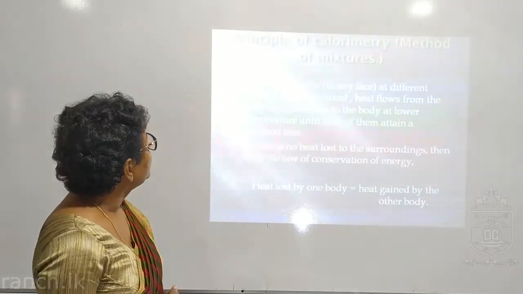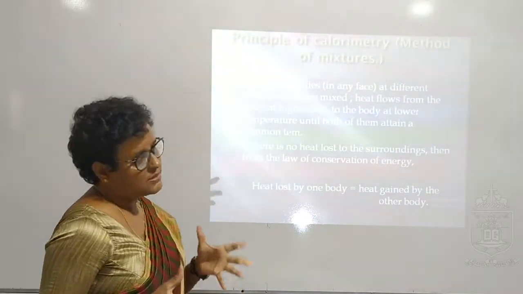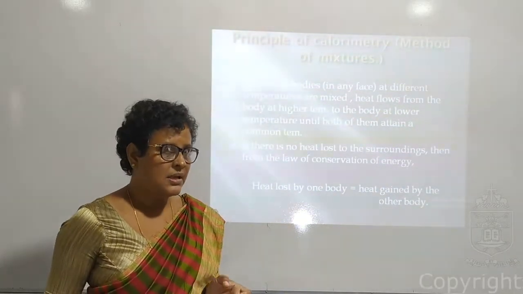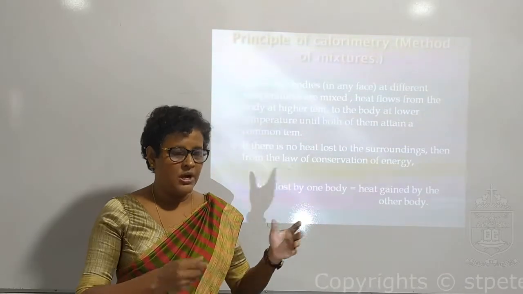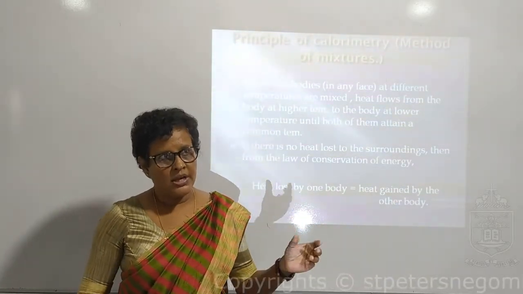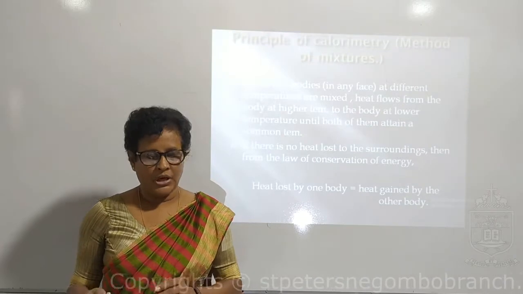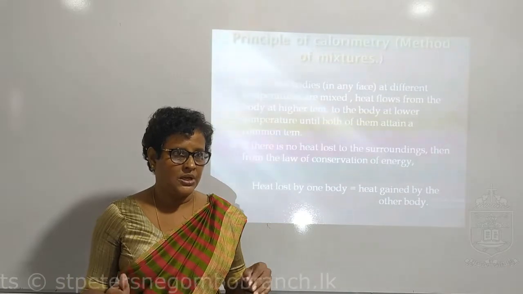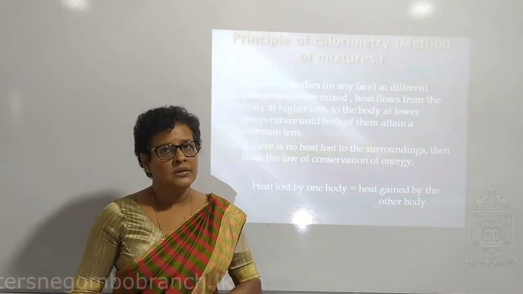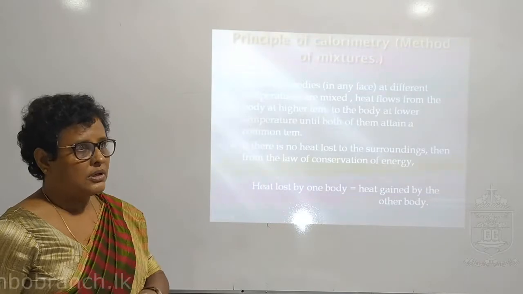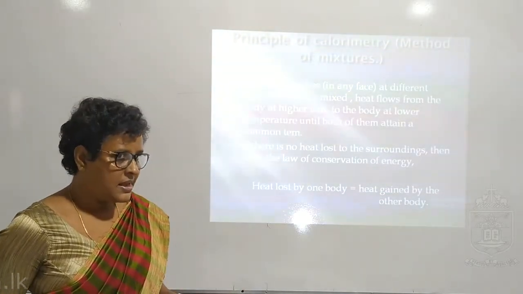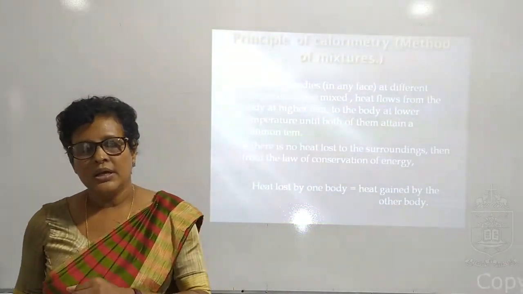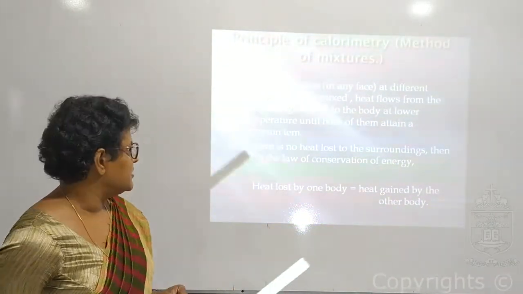Right? Now, the principle of calorimetry, that is the mixture method. When you keep two objects together at different temperatures, heat always flows from the higher temperature object to the lower one, and finally they come to a common temperature. We call that the bodies are in thermal equilibrium. According to the conservation of energy, the heat given by the hotter object is equal to the heat obtained by the other object.